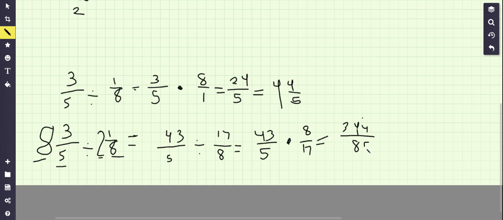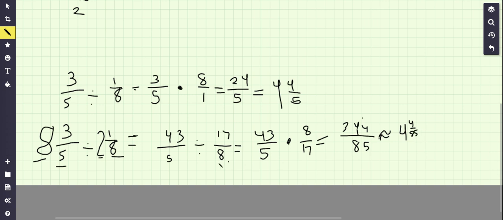Let's simplify this fraction to a mixed number. 344 divided by 85 is just about 4. Multiply 85 times 4, which equals 340. And then we have 4 and 4/85.